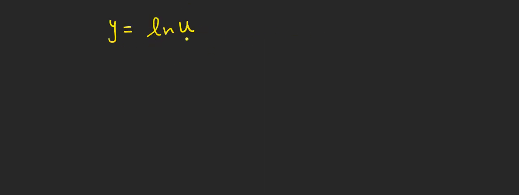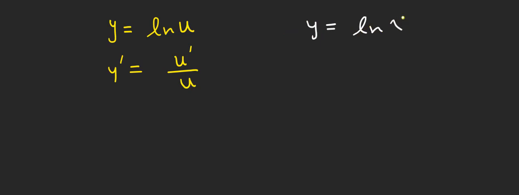If you have y equals natural log of u, the derivative of that will be u prime over u. So for example, let's say you have y equals natural log of x. So what will be the derivative of that? The derivative will be, the u is x. What's the derivative of x? 1. Over u, which is just x. So the derivative of natural log of x is 1 over x.